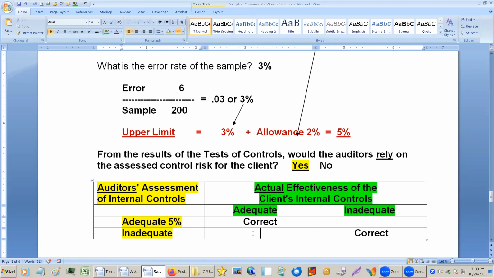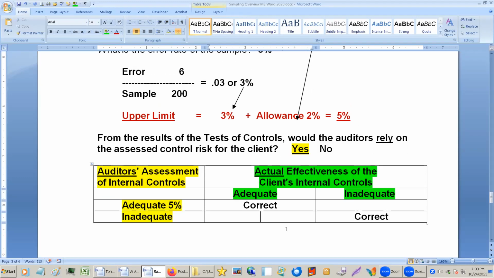Now, the problem comes in these other two. Let's say that we came up that the controls are inadequate when actually they were adequate. So we thought that the controls were no good. Let's say that our sample came up with an upper limit of 9 or 10 or whatever, and we're only accepting if it's 7. Okay, we say, we can't rely on these controls. We'll have to do something else because we can't rely on the controls. That is called an incorrect rejection.